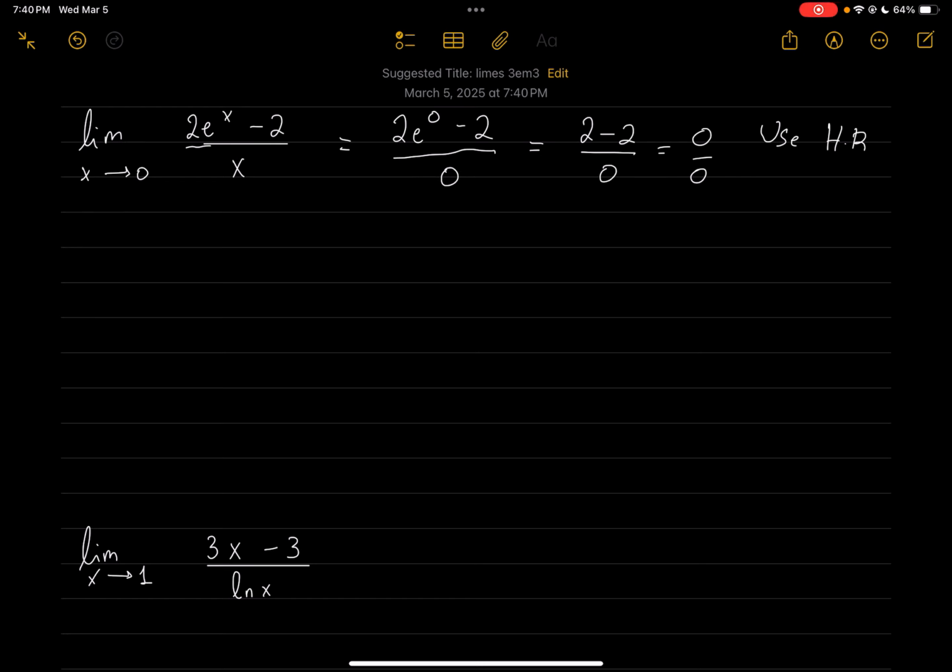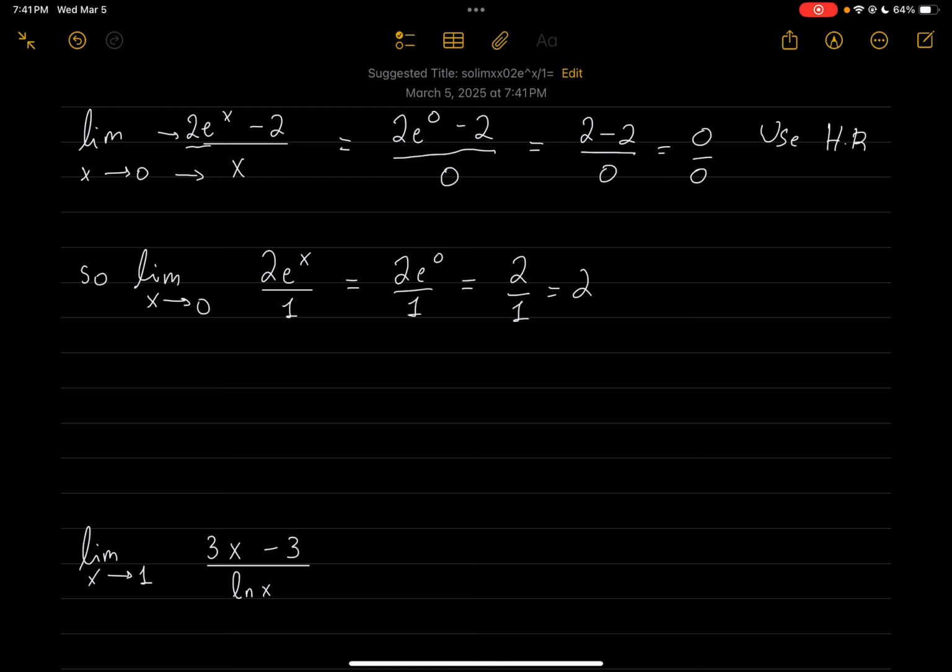L'Hopital's rule states that we're going to find the derivative of the top by itself over the derivative of the bottom by itself. So the limit as x goes to 0 will be 2e to the power of x over 1, which is equal to 2e to the power of 0 over 1. And this is 2 over 1, which is 2, because e to the power of 0 is 1. So this is the final answer for limit number 1.